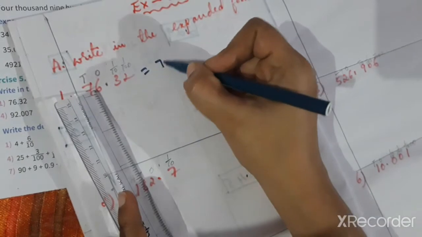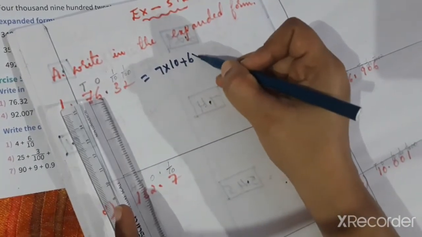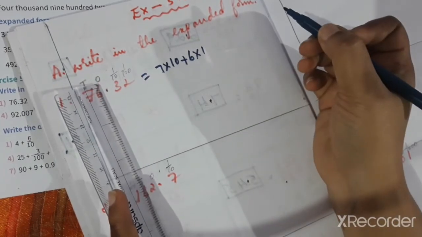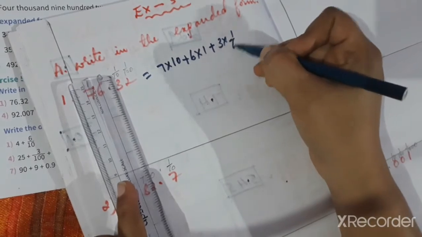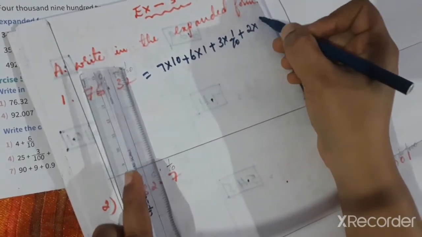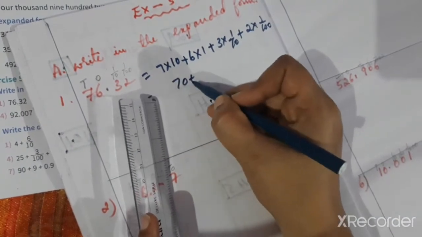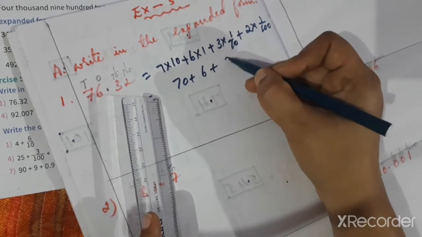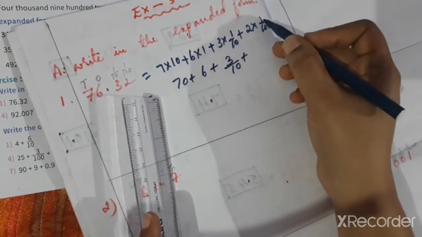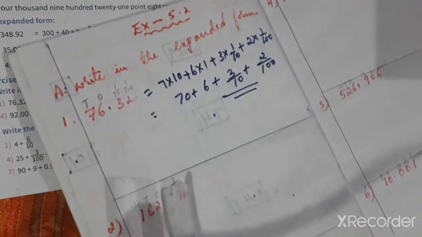Now it means 7 into tens, 7 in tens place, plus 6 into ones means 1, plus 3 in 1 by 10 place, plus 2 in 1 by 100 place. 7 into 10 is 70, plus 6 into 1 is 6, plus 3 into 1 by 10 means 3 by 10, plus 2 into 1 by 100 means 2 by 100. This is the answer.